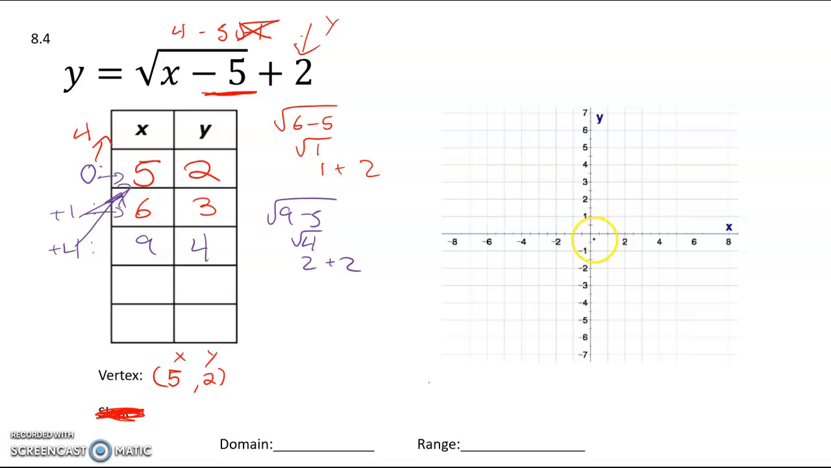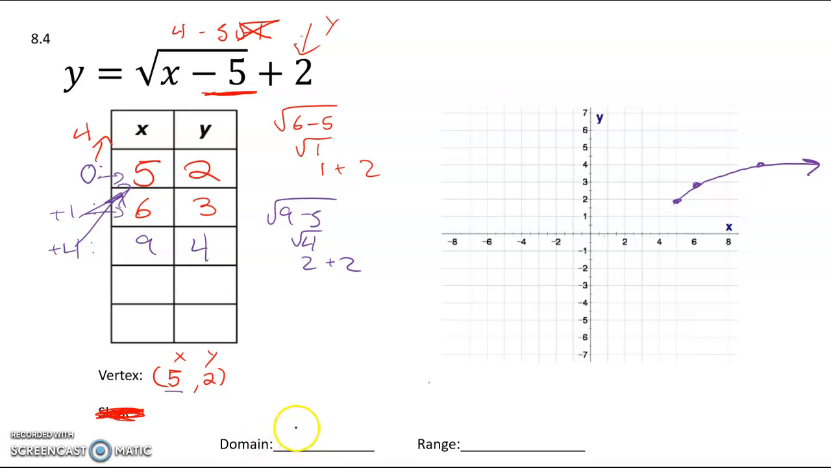5, 2, I'm going to go to the right 5, 1, 2, 3, 4, 5, right here, up to 2, which is about right here. 6, 3, so 6 is right here, go up to 3. 9, 4, 9's about right here, and I'm going to go right up to there. It's going to look something like that. If I'm looking for my domain, let's look at the x value in my vertex. It's 5. So I know in my domain, it's going to have the 5 here.